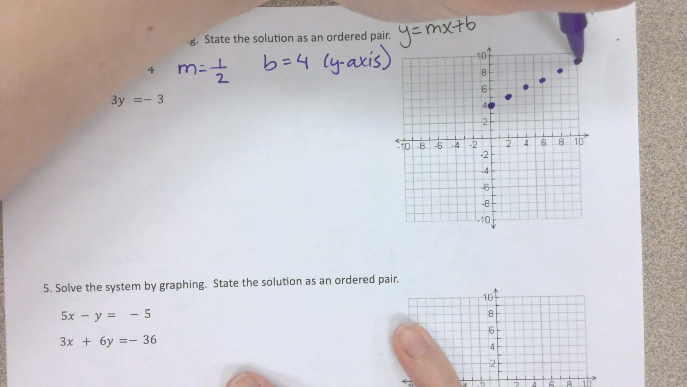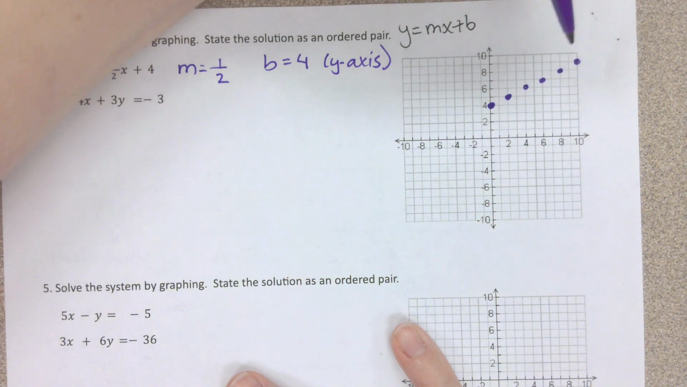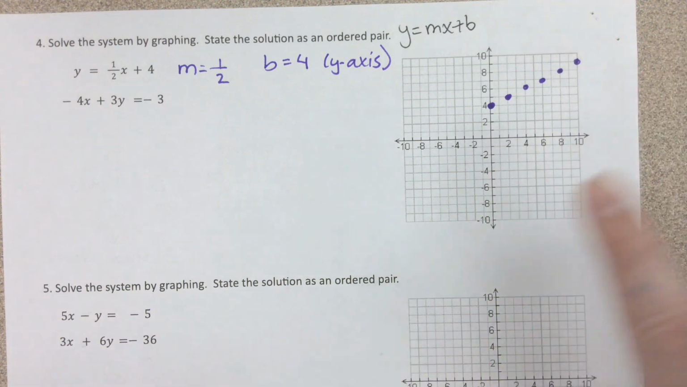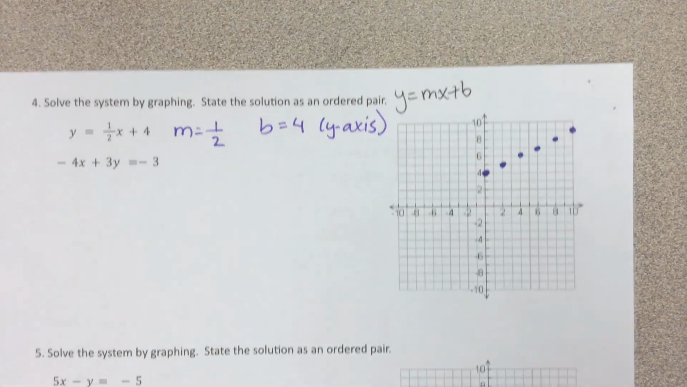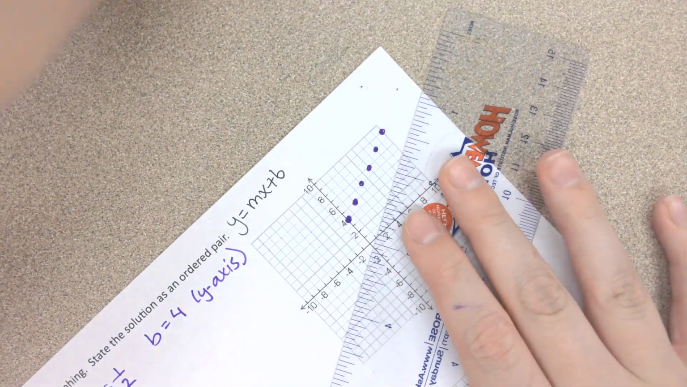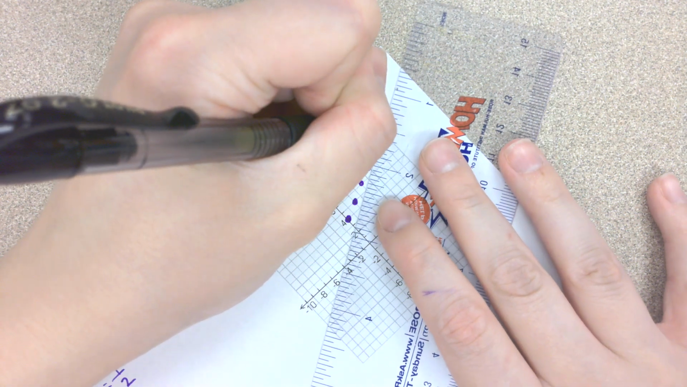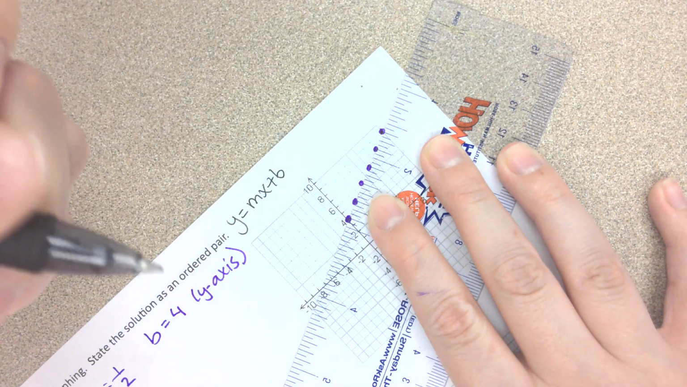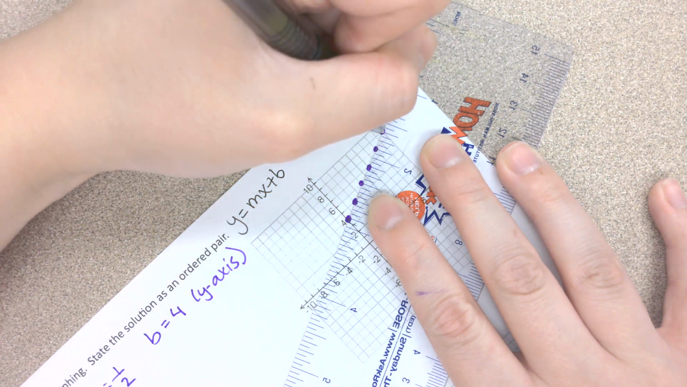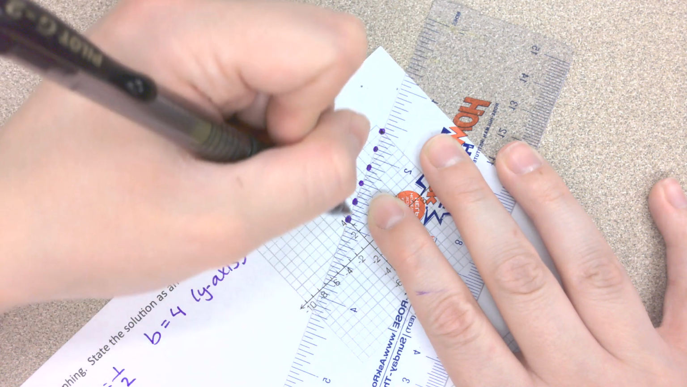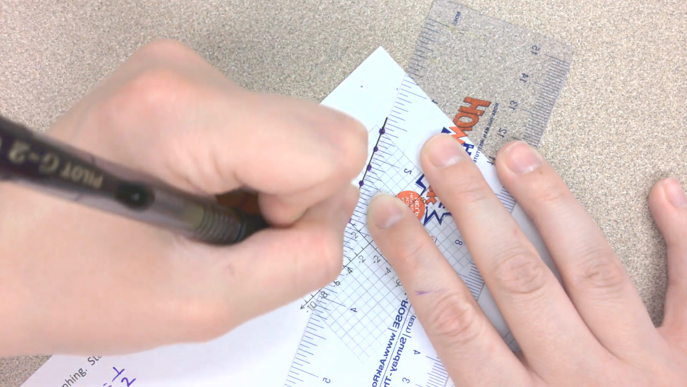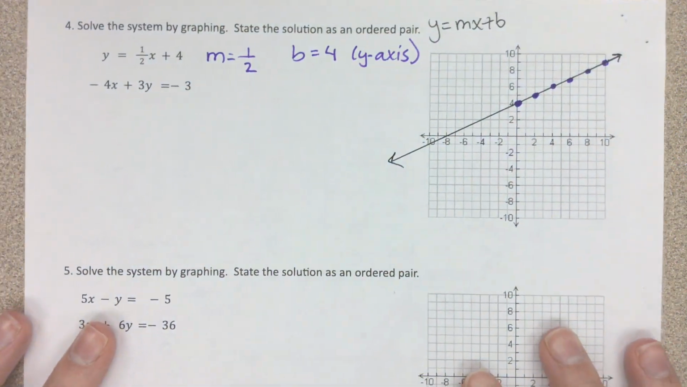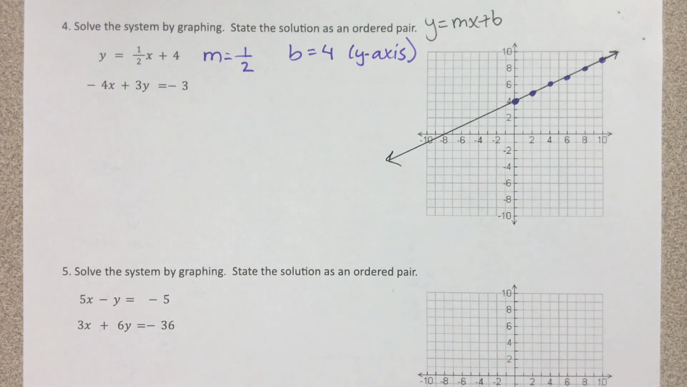Reminder, the more points you make, the better your line is going to look. I had some students who just graphed 2 or 3 points and then their line was off. So when you have more points down here, you're going to line it up better. There's my first line. Next line.